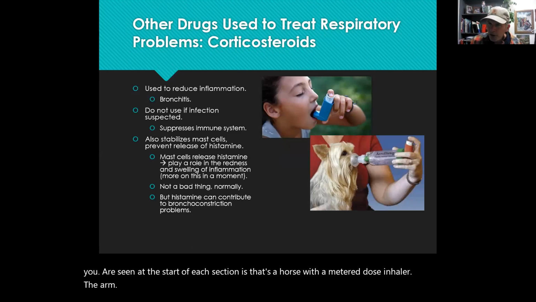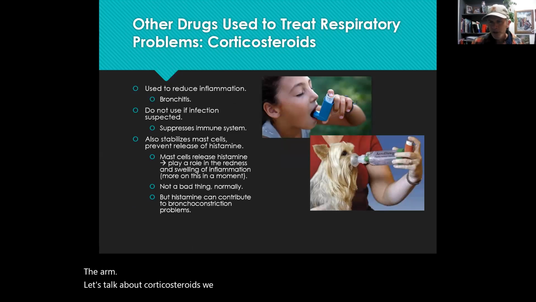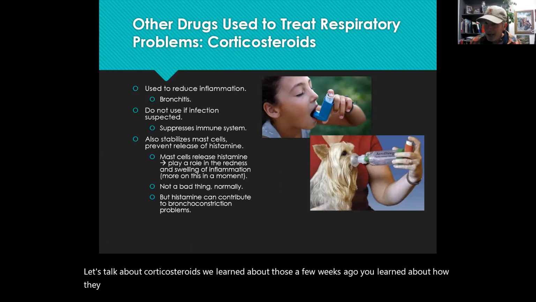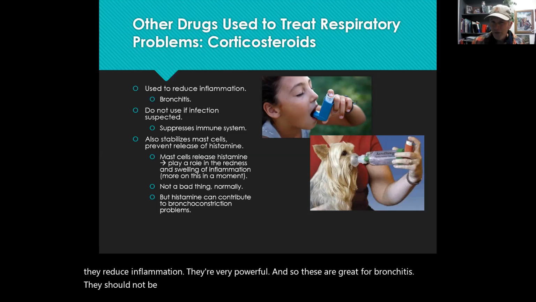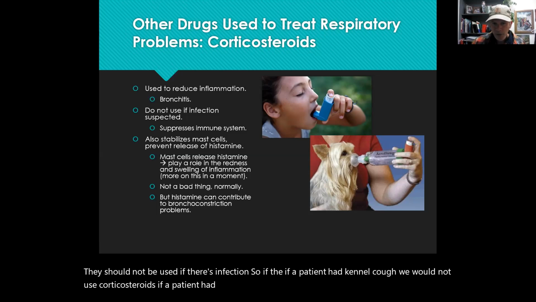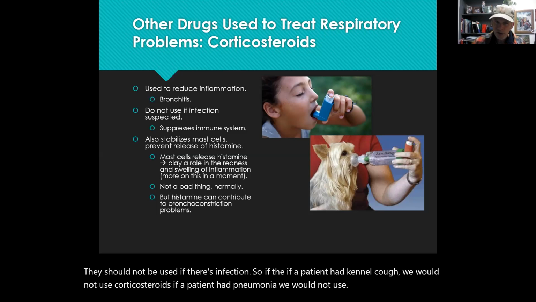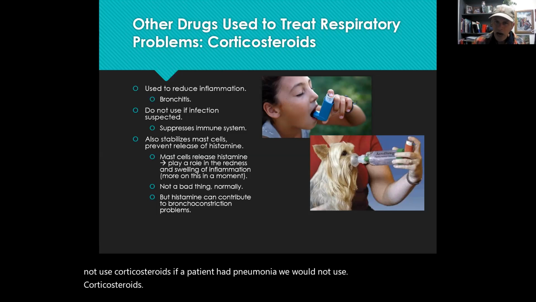Let's talk about corticosteroids. We learned about those a few weeks ago. You learned about how they reduce inflammation. They're very powerful, and so these are great for bronchitis. They should not be used if there's infection. So if a patient had kennel cough, we would not use corticosteroids. If a patient had pneumonia, we would not use corticosteroids.